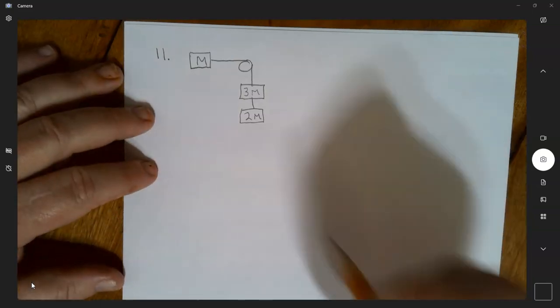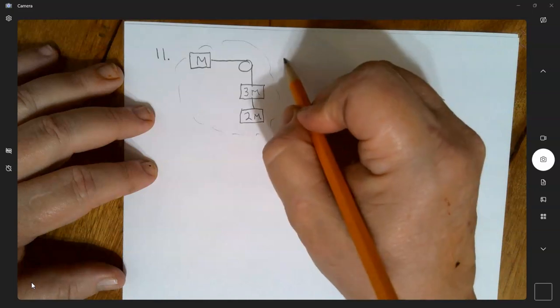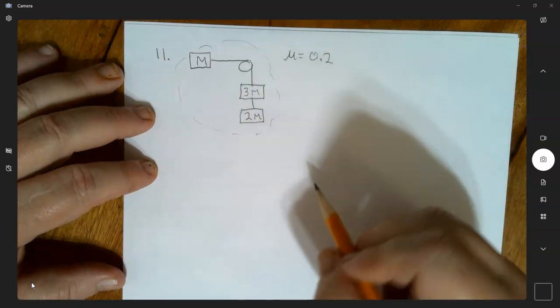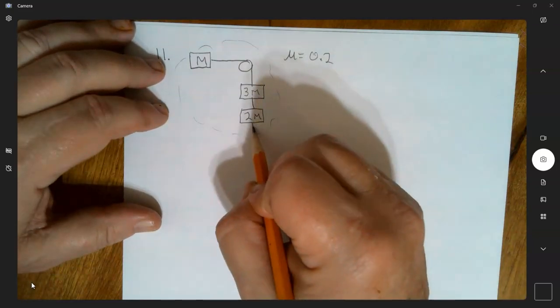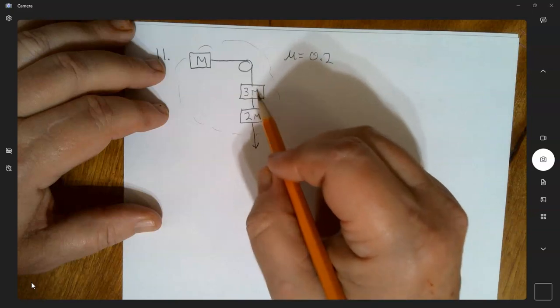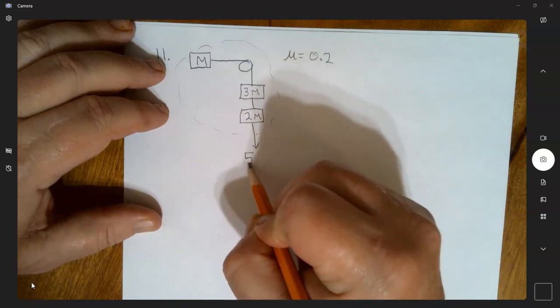Okay, move through this one a little quicker. One system, we have this. We do have a friction force, so again, mu equals 0.2. All right, so we have this force, which is both of these together. It's 3 plus 2, which is 5 mg.